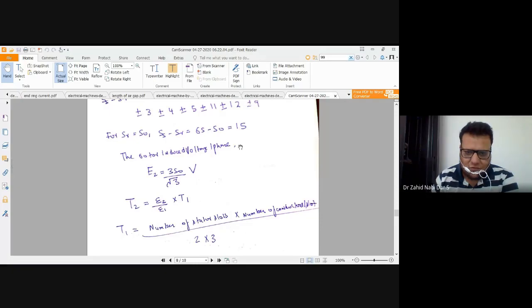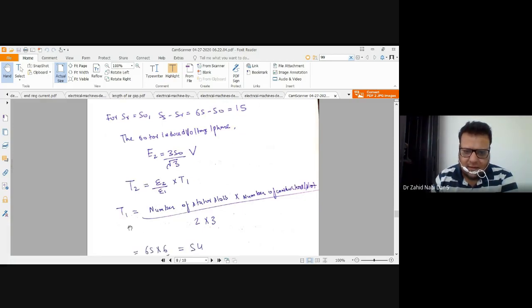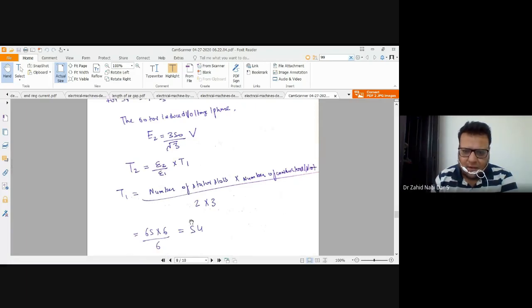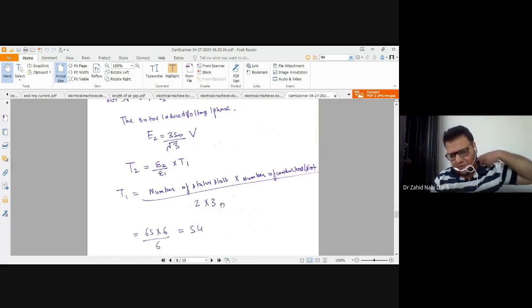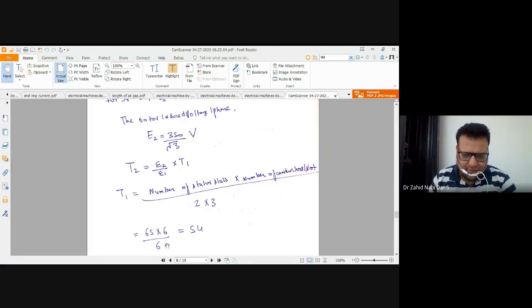So your rotor induced voltage per phase would be E2, that is 350 divided by root 3. Now this equation we already calculated, that is T2 here I have written, or TR is equal to E2 by E1 into TS. We can write in other terms, what is T1? T1 is number of stator slots into number of conductors per slot. Number of stator slots they have given 65. Number of conductors per slot, how much they have given? 5. Yes, they have given 5. 65 into 5 divided by 6, you will get around 64.